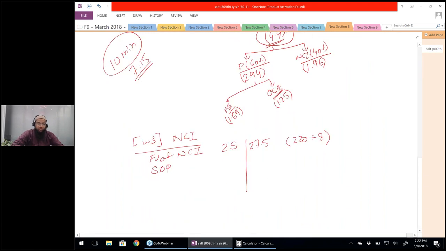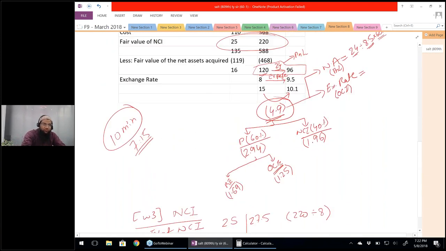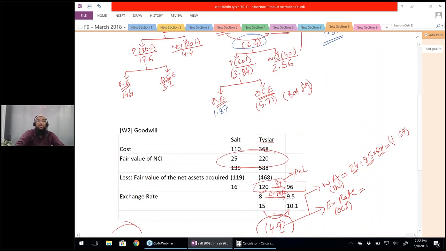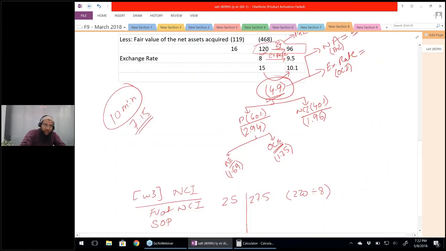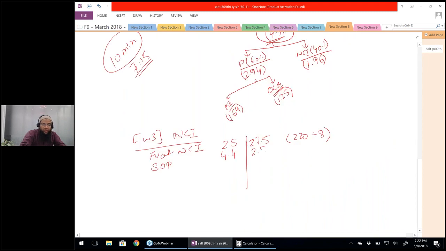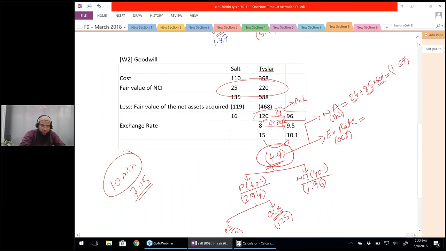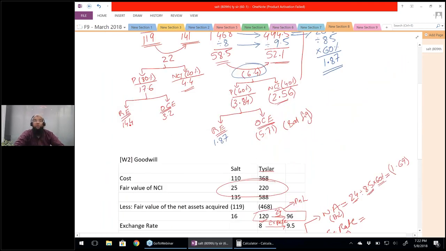Now let's add the share of profit. Share of profit of NCI was 4.4 and 2.56, so we will be adding 4.4 and 2.56 from working number one. And then we'll be adding another share of profit from working number two, which is going to be negative 1.96 and zero. And this 2.56 was also negative.